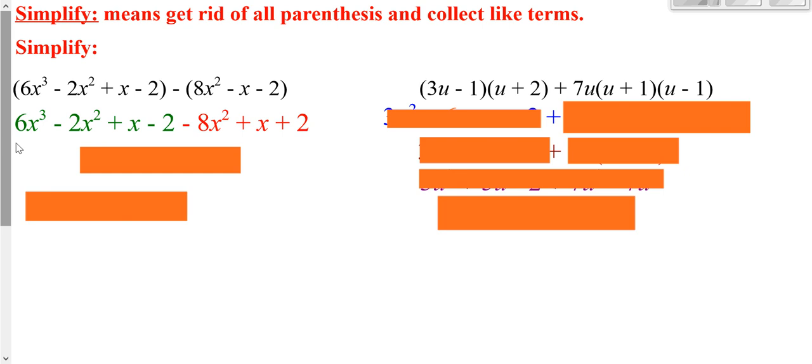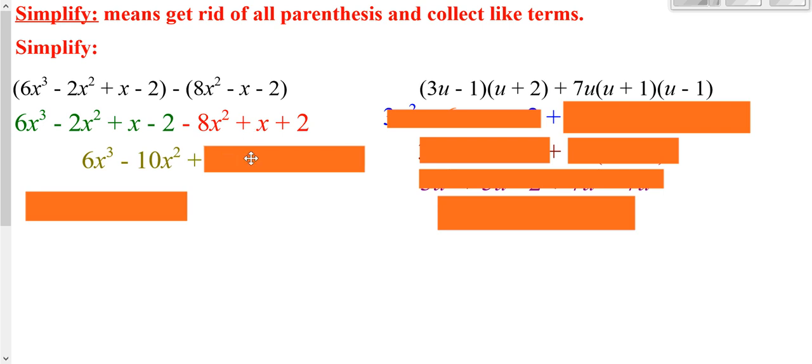There is only one cube, so we'll just bring that down. But here you'll see we have negative 2 of the x squareds, and we're subtracting 8 more of the x squared, so that's a negative 10 of the x squareds. Then you have one of the x's plus another one of the x's, that's a 2 of the x's. And then you have minus 2 and plus 2, they cancel, so this is what we get. Simplify means eliminate parentheses and combine like terms, and that's what we did here.